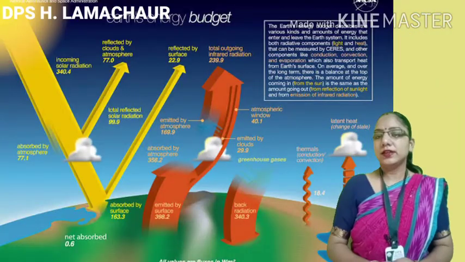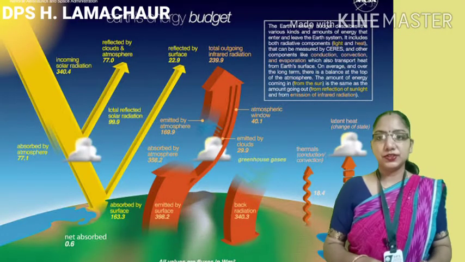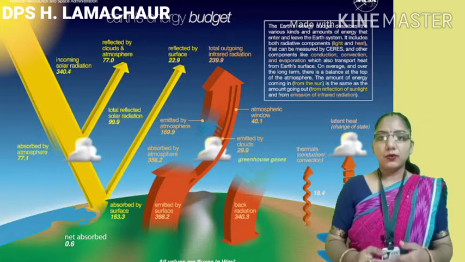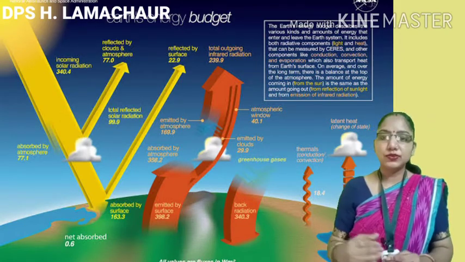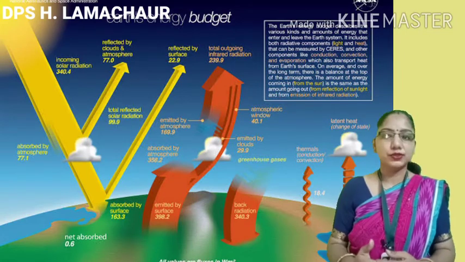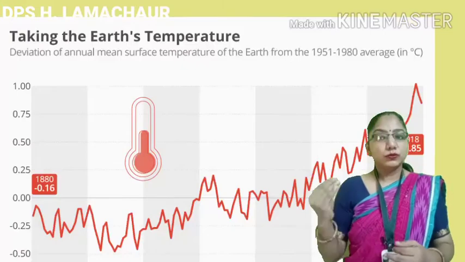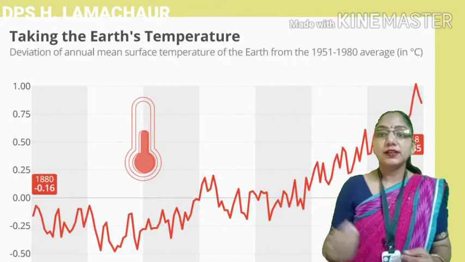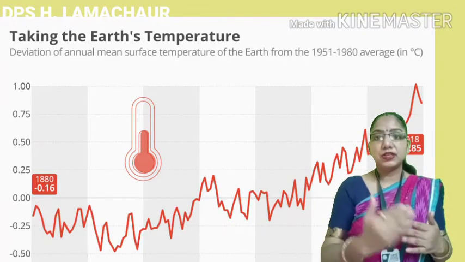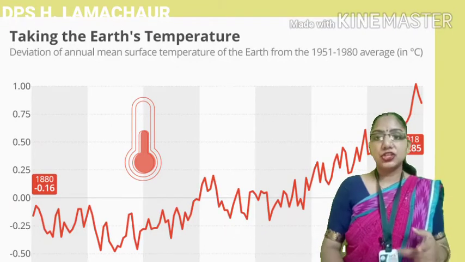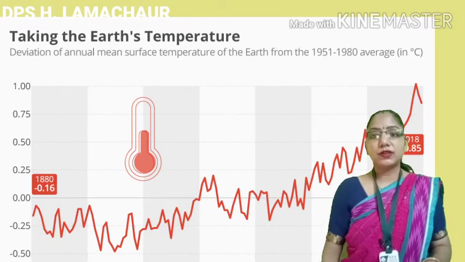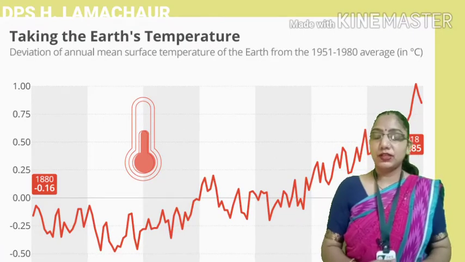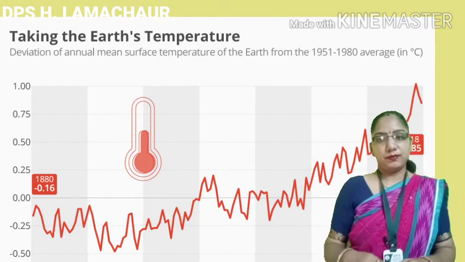So students, under the topic heat budget, we have seen how the temperature is maintained by the different types of insolation and radiation processes. So what is temperature? It is maintained by the terrestrial radiation and the solar insolation. So let's see our next topic, which is the important topic of today's video, that is temperature.